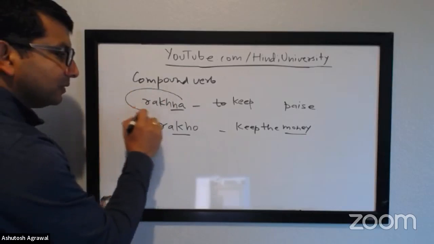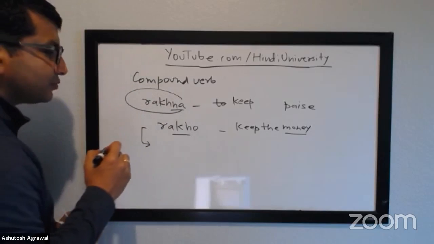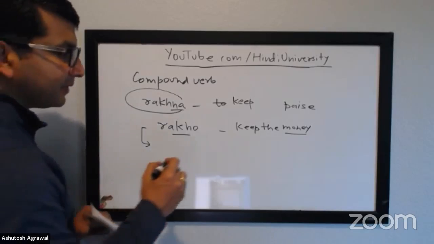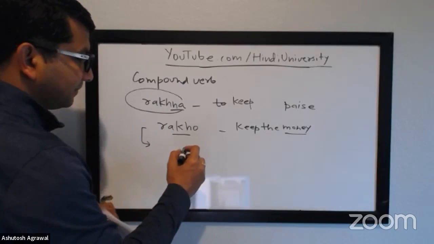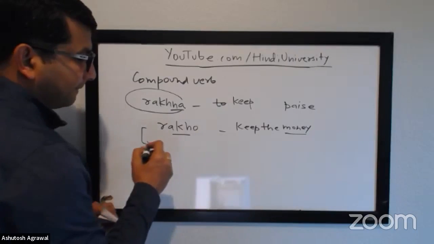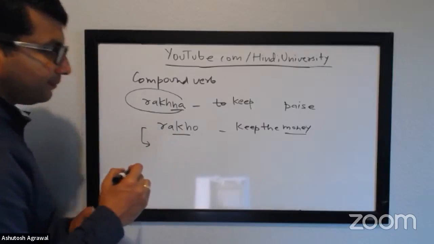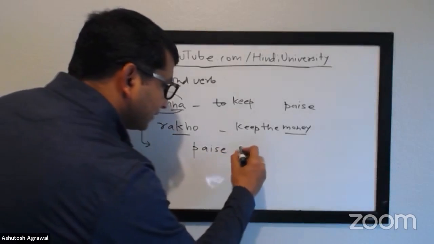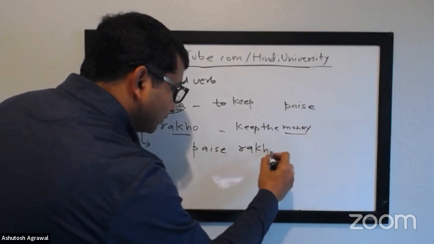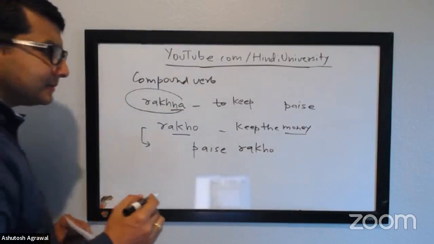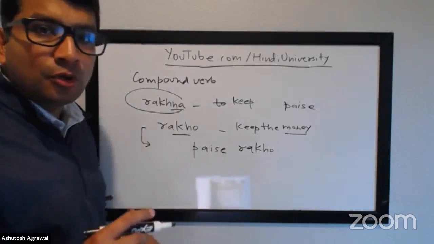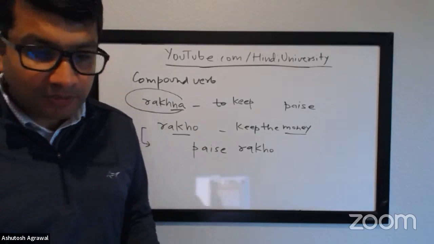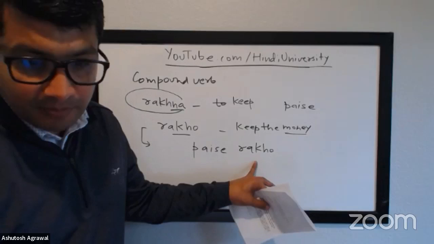You already know the verb rakhna. All you have to do is use the imperative form here. Keep the money. ऐसे रखो. Very good. So it's paise rakho. Now, in this case, there is no compounding. It's just one word. Okay, paise rakho. Keep the money.